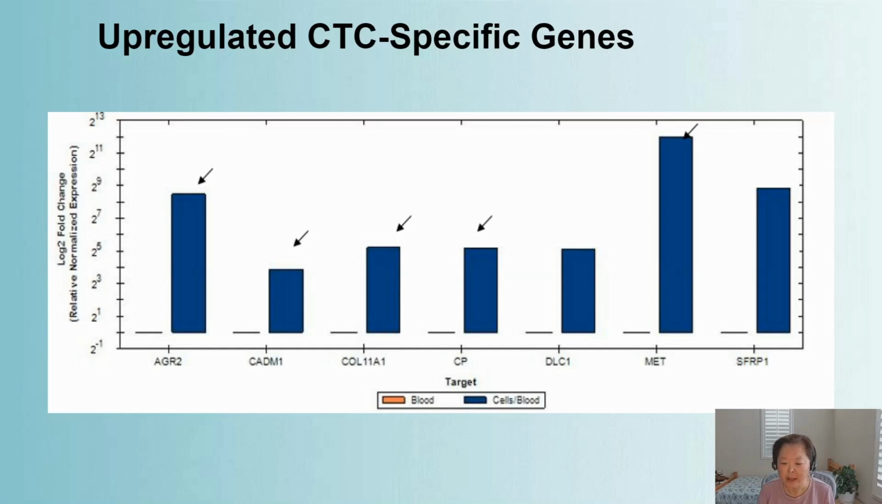COL11A1 is a novel biomarker in cancer research, and CP is significantly correlated with prognosis, and MET is a growth receptor and a predictive biomarker for lung cancer.